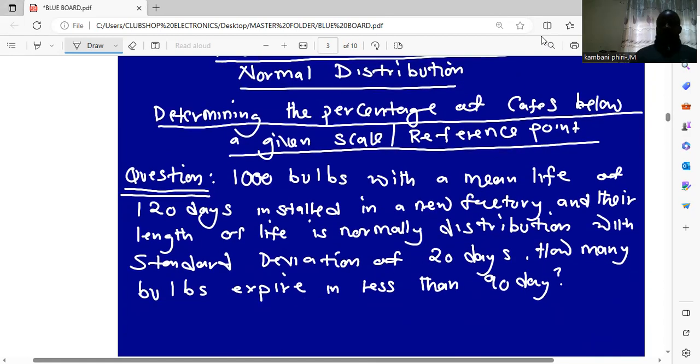We'll do that by looking at an example, a question. We're saying 1,000 bulbs with a mean life of 120 days installed in a new factory, and their length of life is normally distributed, follows a normal distribution with a standard deviation of 20 days. How many bulbs expire in less than 90 days from the 1,000 bulbs?